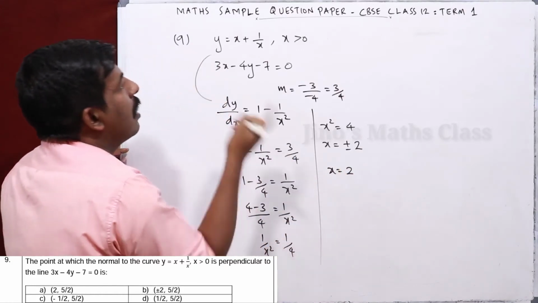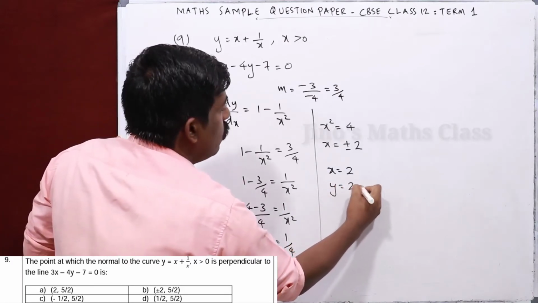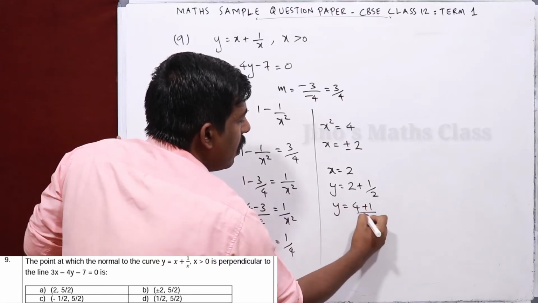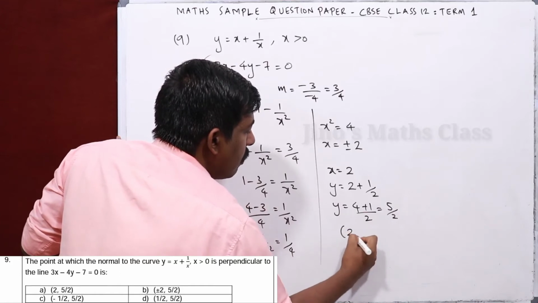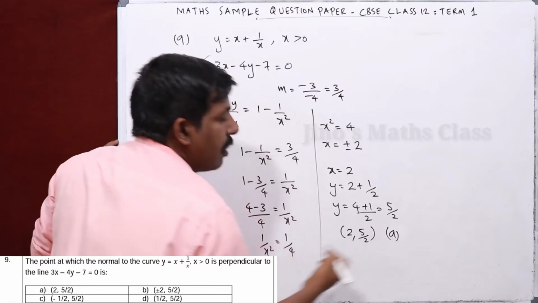We can substitute this value in the curve. At that time we will get y is equal to 2 plus 1 by 2. That means y is equal to 4 plus 1 by 2, or it is 5 by 2. That means we are getting the point as (2, 5 by 2). So option A is the correct answer.